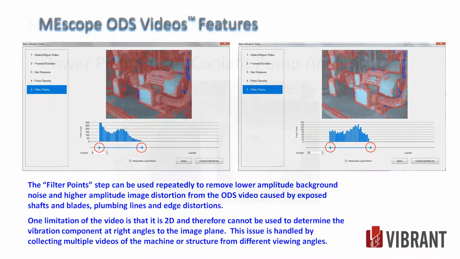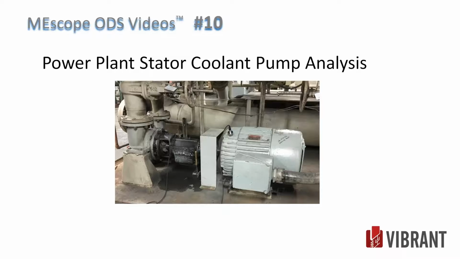All right, so we're going to look at top MEscope ODS videos top 10, number 10. This is a power plant stator coolant pump, and this is the one we just talked about. This picture was taken in an outage with a flash camera. It looks nothing like what the actual conditions are when it's not an outage. We had a lot of artificial light here, zeroing in on this to solve some other leakage problems at the time.